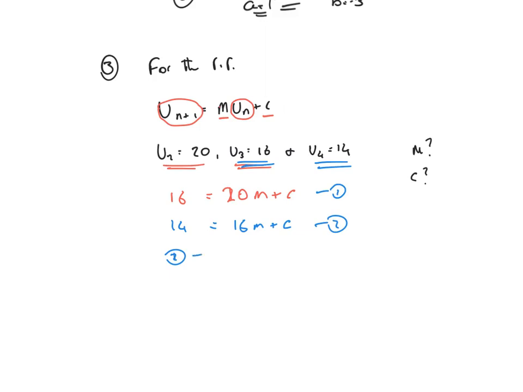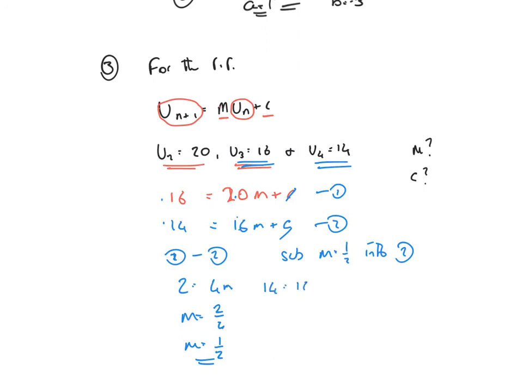Equation 1 take away equation 2: 16 take away 14 is 2. That is equal to 20m take away 16m, which is 4m, and c take away c cancels out. M equals 2 over 4. Simplify that down to either 0.5 or 1/2. I'm now going to sub m equals 1/2 into one of the equations. They're both easy, so I'm going to put it into equation 2.